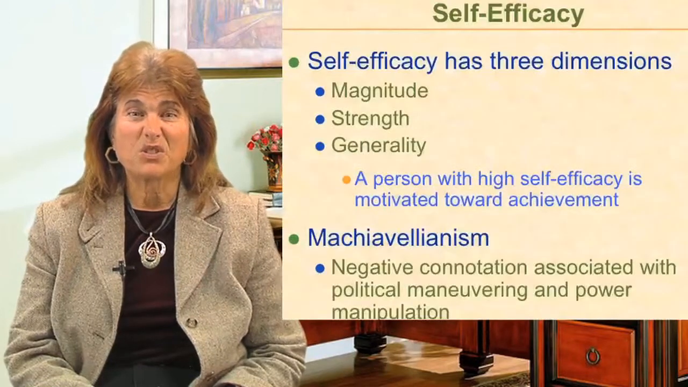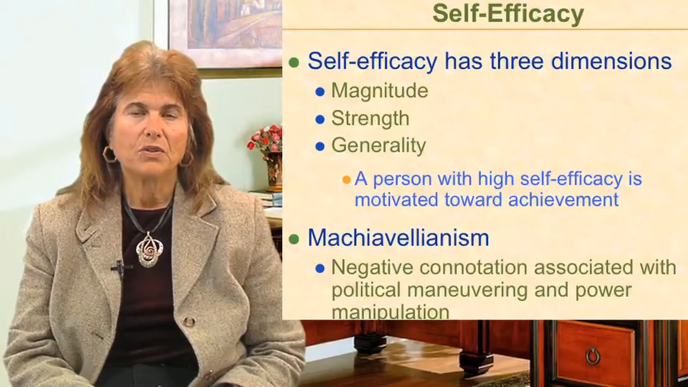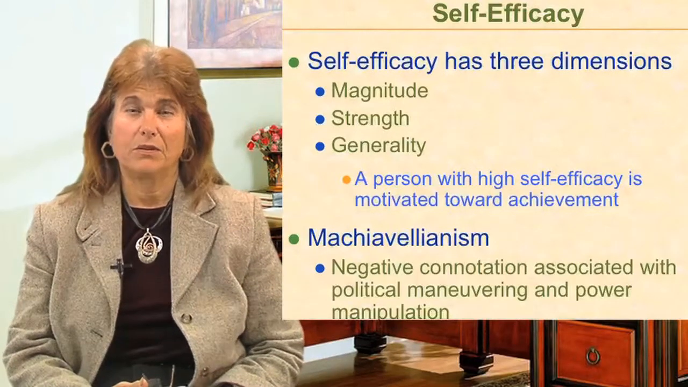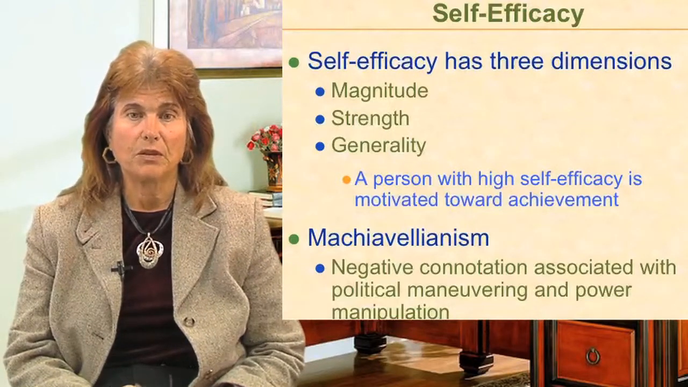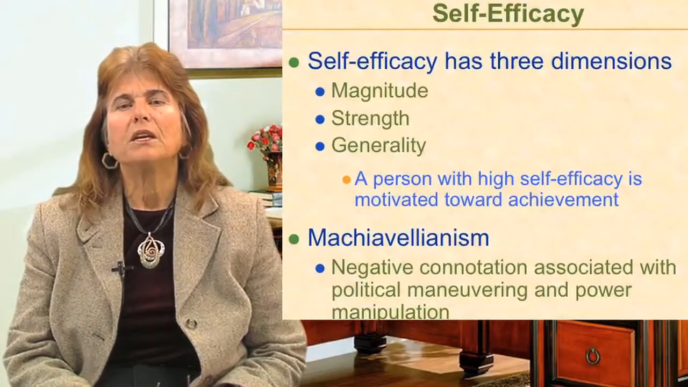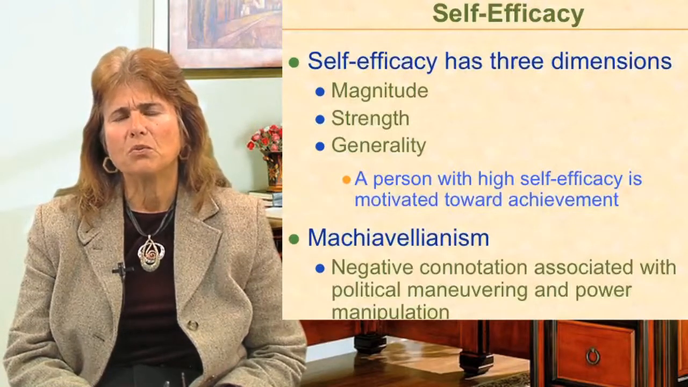A big factor in individual differences is how the employee or the person believes that they can perform in a situation. How competent do they think they are? That plays out in 3 dimensions. How strong is it? How generalized is it? And what's the magnitude of it? So a person with high self-efficacy is really motivated to accomplish things and to do well. We also have the Machiavellian approach, where it's more political and power manipulation, and we'll be talking more about that in our power chapter.